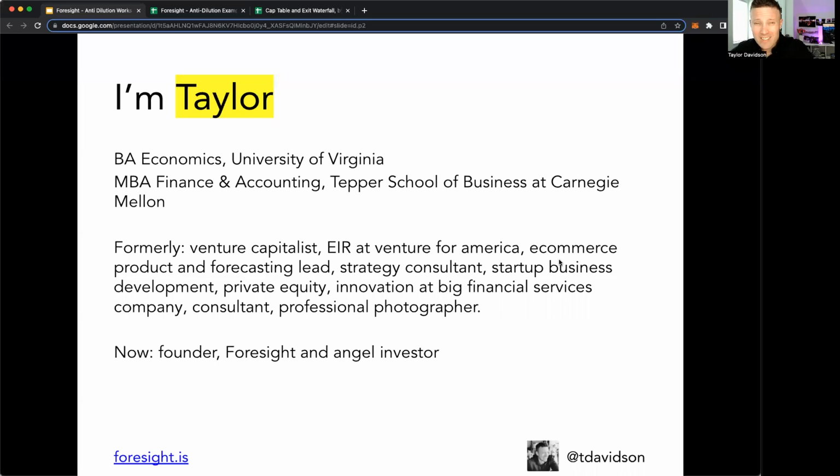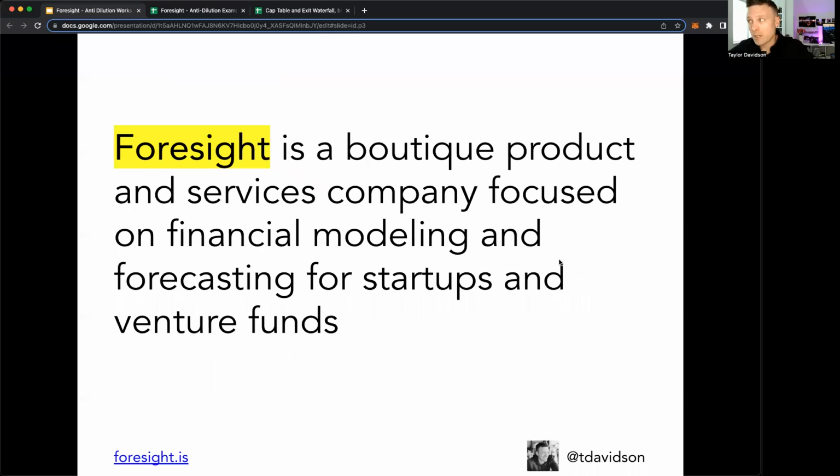I've done a lot of different things in the past. I used to work as a VC, worked as an entrepreneur in residence or investor in residence for Venture for America. I used to work on product and forecasting for a startup. I've been a strategy consultant, worked as a professional photographer, worked in private equity, and did a bunch of other things. But for the last 5 years, I've focused on Foresight. Foresight is what I call a boutique product and services company, where I focus on financial modeling and forecasting for startups and funds.